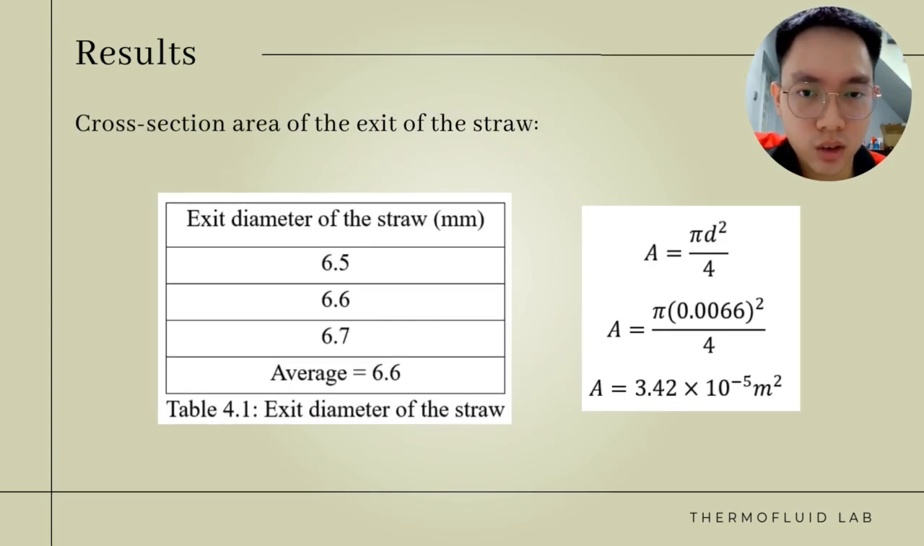So this is the calculation for the cross-sectional area of the exit of the straw. During the experiment, first we measure the exit diameter of the straw, which is 6.6 millimeters, and then we put it into the area formula to get the area value.